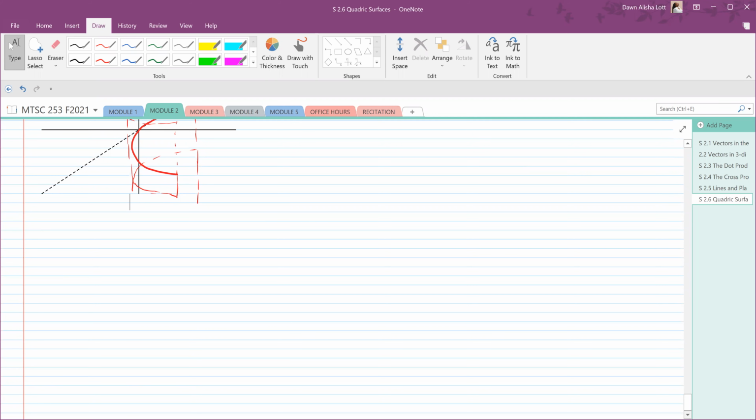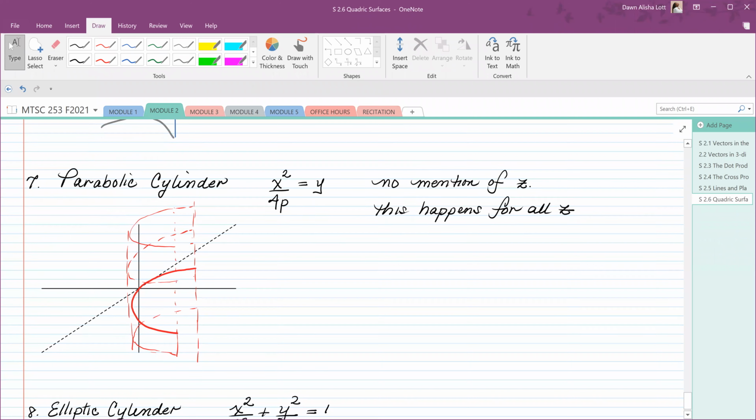The next one is the elliptic cylinder. It's the same thing. It is x squared over a squared plus y squared over b squared is equal to 1. Okay, so again, no mention of z. So it happens for all z.